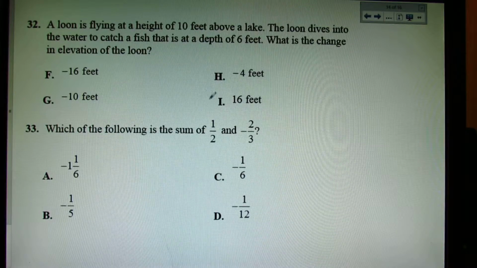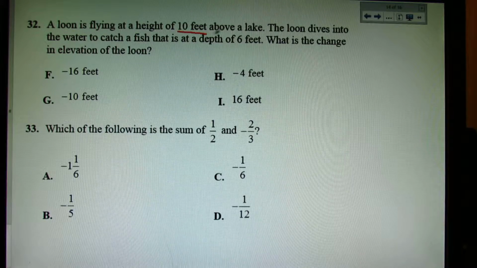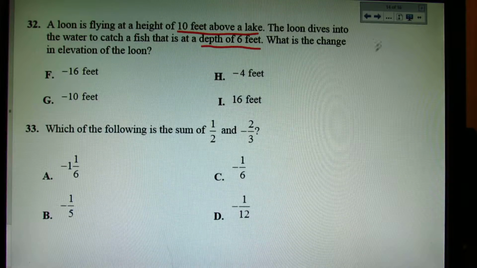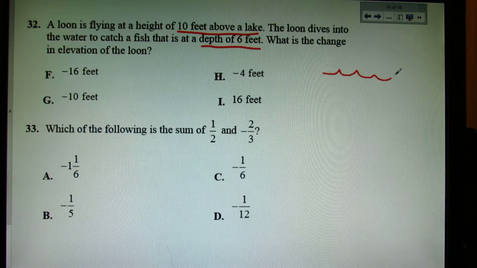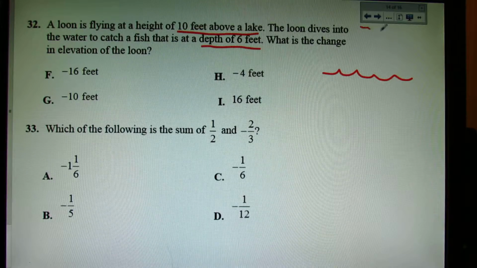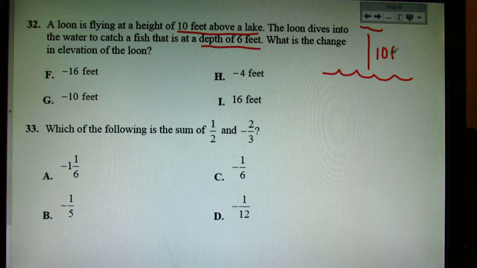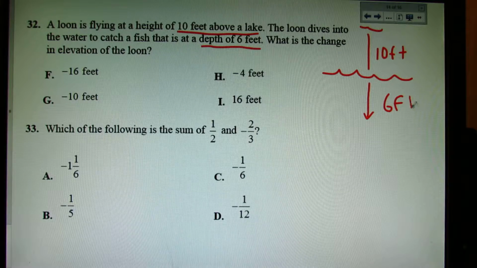A loon is flying at a height of 10 feet above the lake. Keyword above. The loon dives into the water to catch a fish at a depth of 6 feet. Okay, so let's imagine this. Here's my water. Yes, I know it's red. My loon is 10 feet above the lake. And he's diving down under the water to a depth of 6 feet to get a fish.